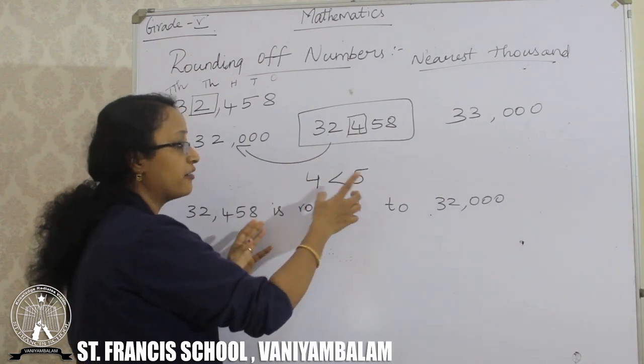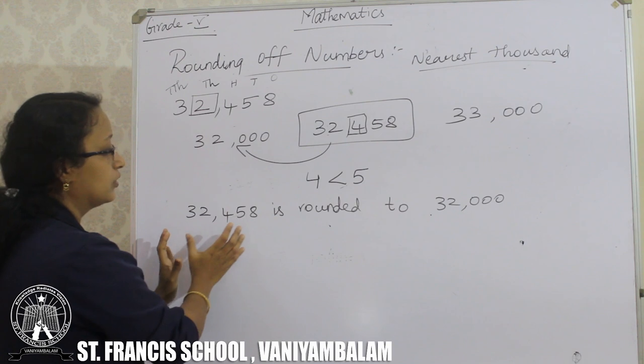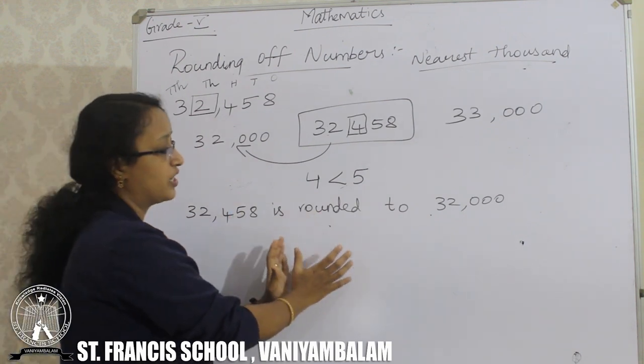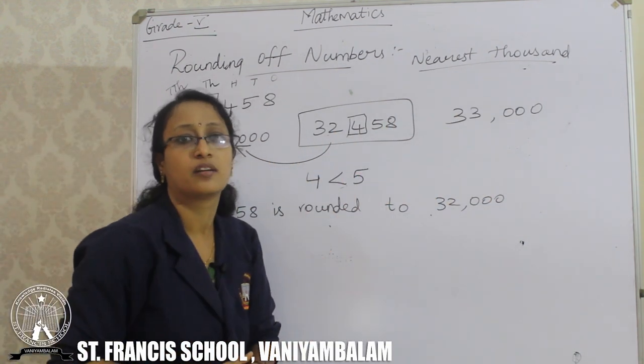4 is less than 5, so you have to come backward. So 32,458 is rounded to 32,000, right?